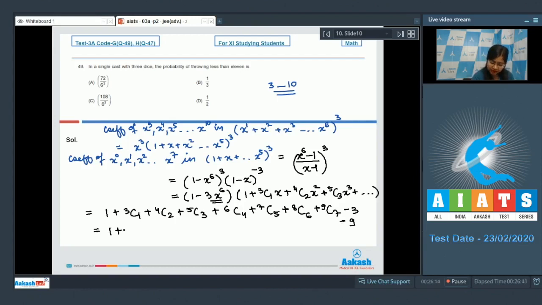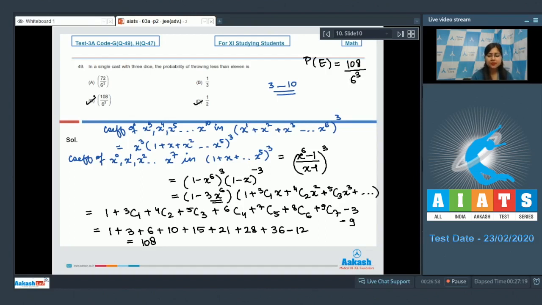So solving, we will get 1 plus 3 plus 6 plus 10 plus 15 plus 21 plus 28 plus 9 into 4, that is 36, minus 12. So solving this we will get it equal to 108. So we can say the required probability of the event E is equal to 108 divided by the total number of elements in the sample space, that is 6 into 6 into 6. So it is 6 cube. So the correct answer is option number C and D.